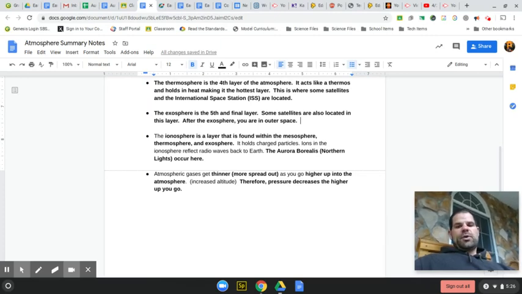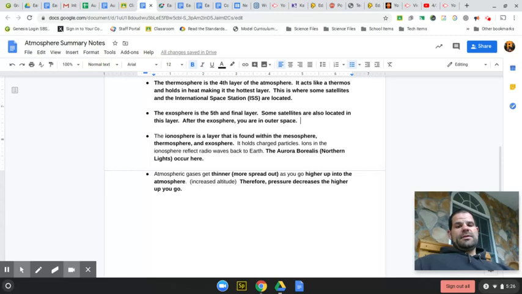So this is where our satellites are, or at least some of them, and that thing called the International Space Station. Now, I didn't even realize that. I thought these things were in outer space until I started learning about the atmosphere. But actually, satellites and the ISS, they're located in the atmosphere. They're not even in outer space. So they're in our atmosphere still.